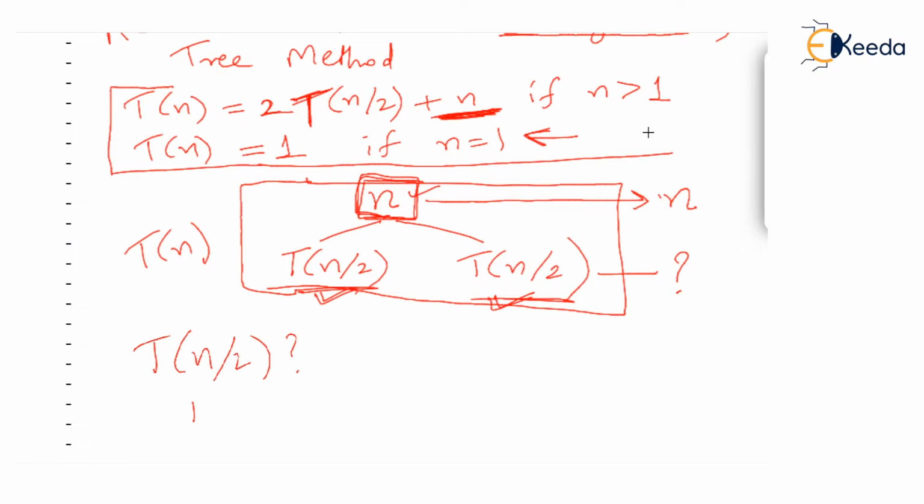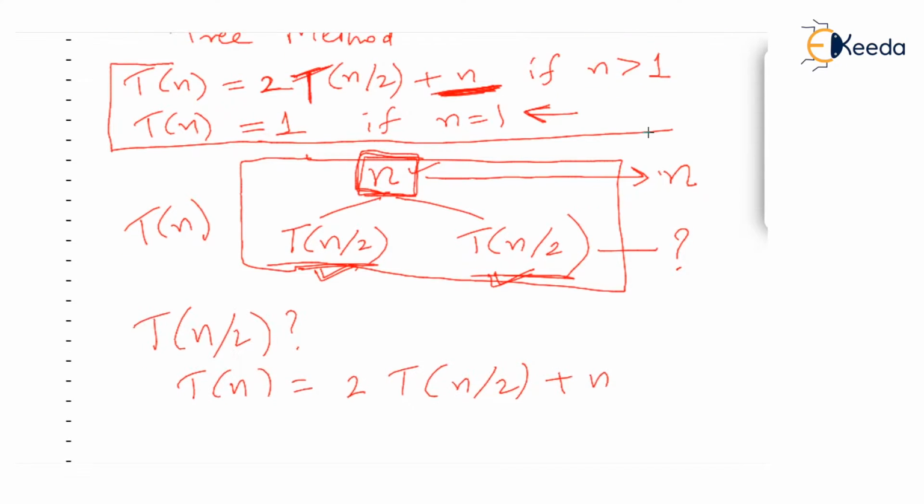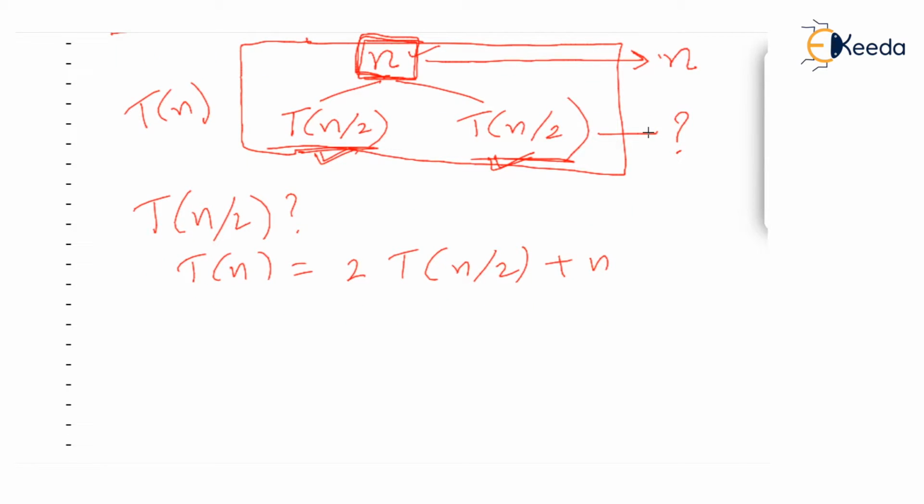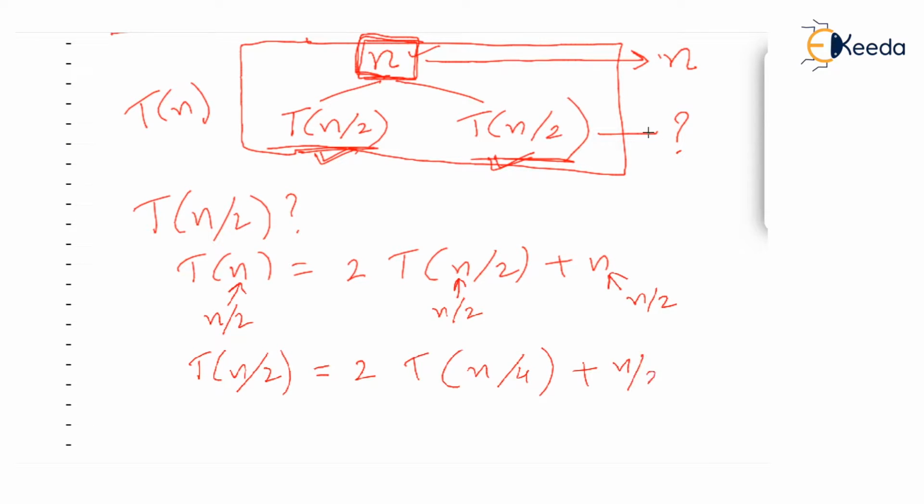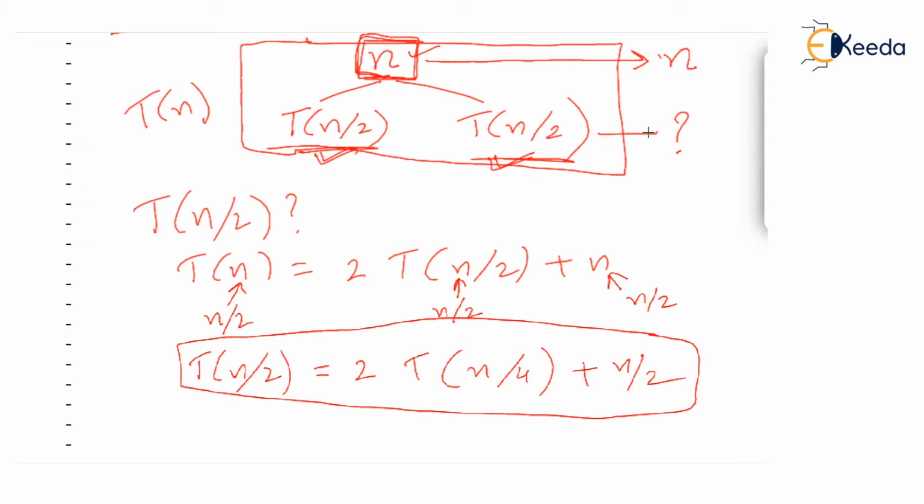Come to the original equation, T(n) is equal to 2T(n/2) plus n. We are interested in knowing what T(n/2) is. Then at both places, left hand side and right hand side, instead of n, if we put n/2, we will get the value of T(n/2). T(n/2) is 2T(n/4) plus n/2. So this is the value of T(n/2), correct?